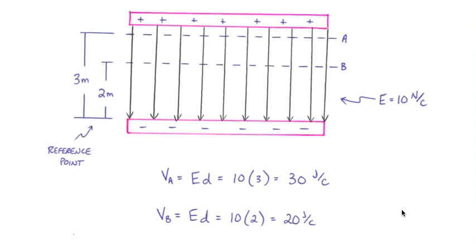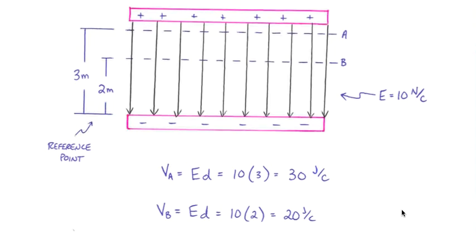So just to give you a quick example, I have an electric field. I'm given that the field strength is 10 newtons per coulomb. So for every coulomb of charge I place in this field, I'll get 10 newtons of force. I have two locations. Location A, which is 3 meters above my reference point, which I've chosen to be this bottom plate, and point B, which is this elevation, which is 2 meters above the reference point.